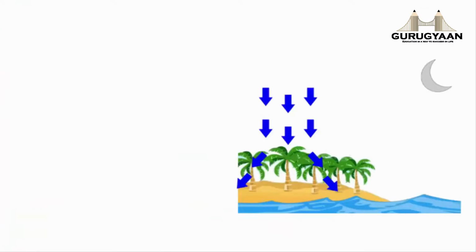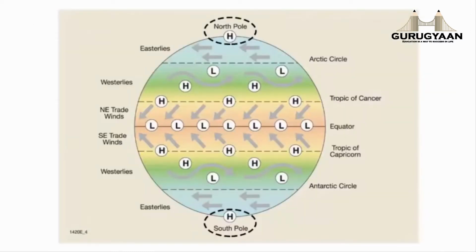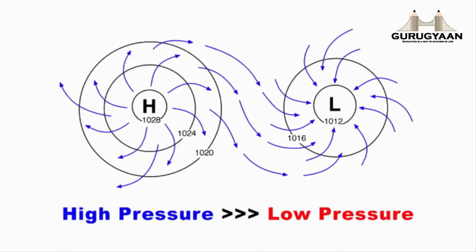Similarly, high pressure occurs when air is cool, either from being over a cool land or ocean surface. That is why the polar region, that is your north and south pole, is a high pressure zone. And always remember, winds blow from areas of high pressure to areas of low pressure.